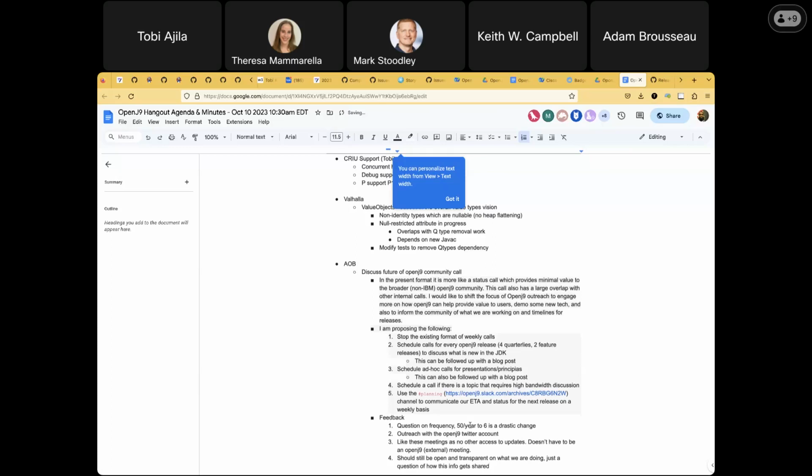Yeah, just possibly different concerns for the IBM team versus users. Right, that's what I meant. Yeah, right. Yep. Yeah, and I totally agree with that.